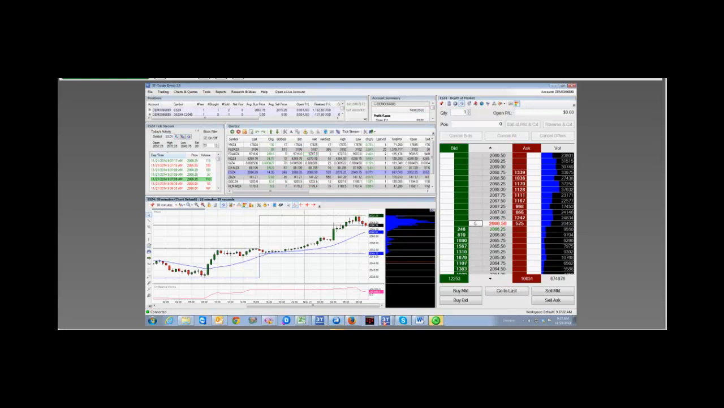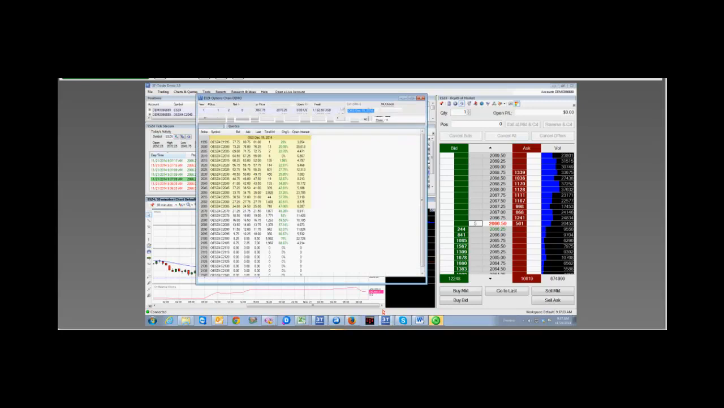Next thing, I'm losing this, so I need to make this stay on top. There we go, so it won't disappear anymore. So anyway, let's figure out our two legs. I'm just going to bring up my two legs. Let's go ahead and bring up the 2080s.